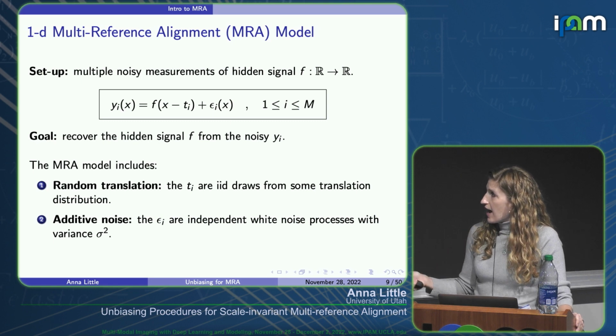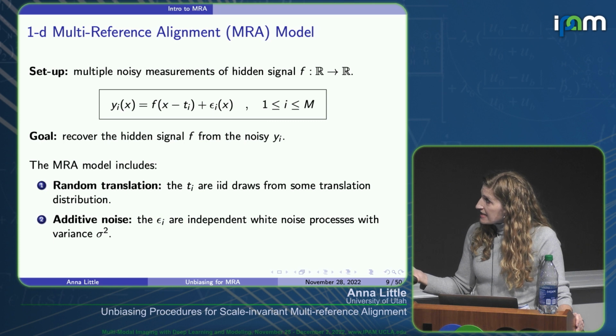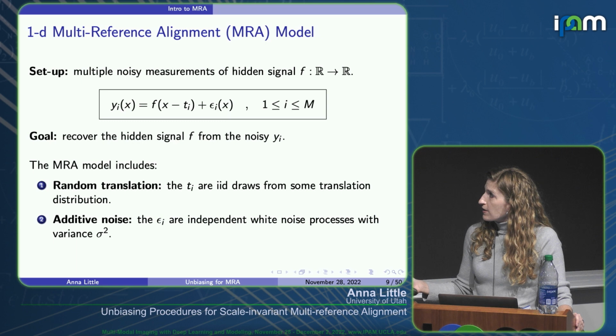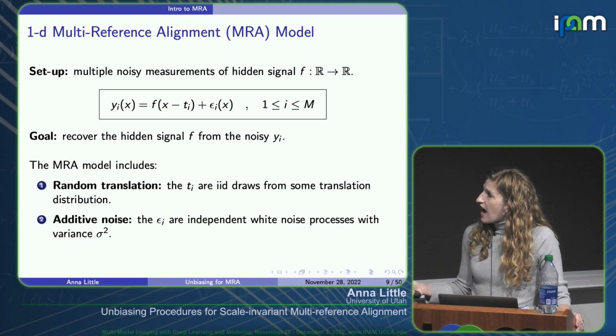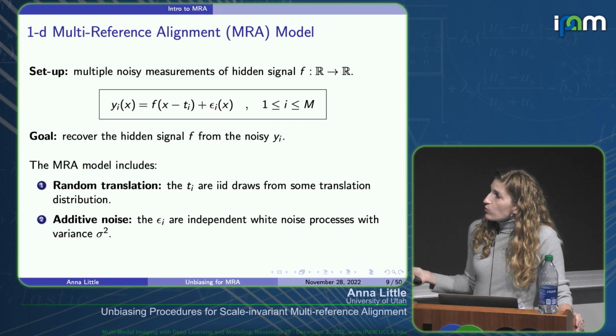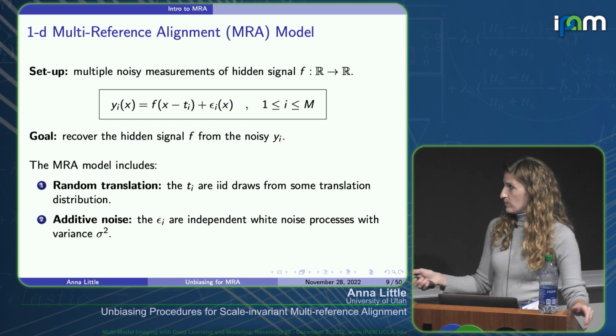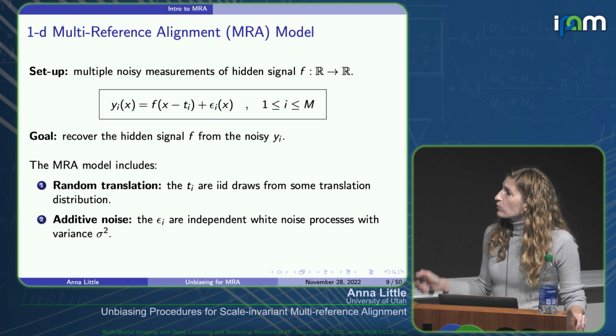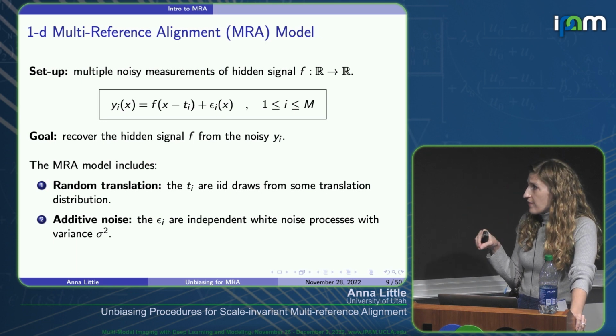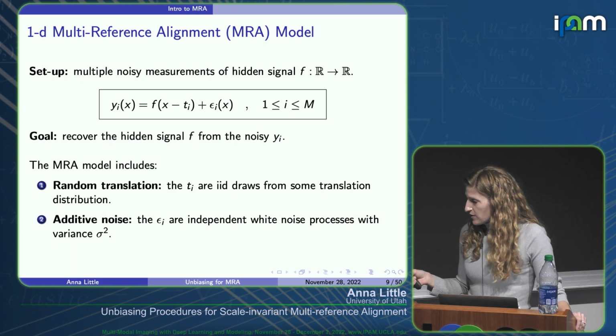What can we observe? f will be called the hidden signal, since it can't be observed directly. What we observe is f randomly shifted or translated by a factor ti, and then plus additive Gaussian noise. So we observe the y's, these noisy signals, and we'll assume we observe a lot of them. So m is how many noisy signals we observe. We'll assume m is pretty large. And our goal is to recover the hidden signal f from all of the noisy observations.